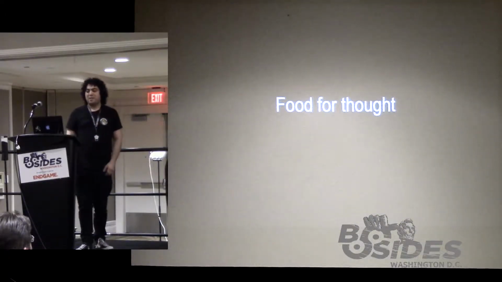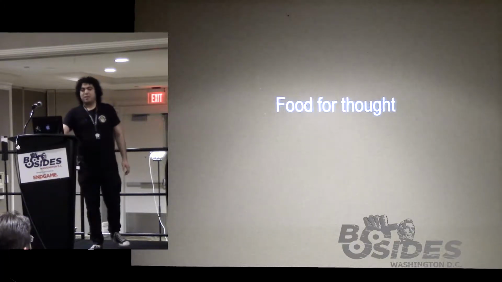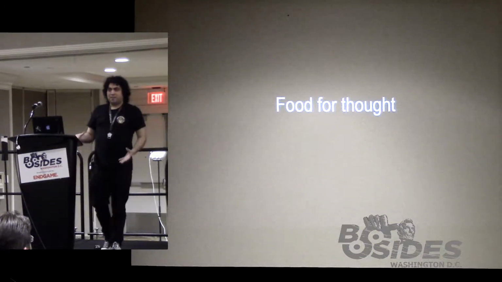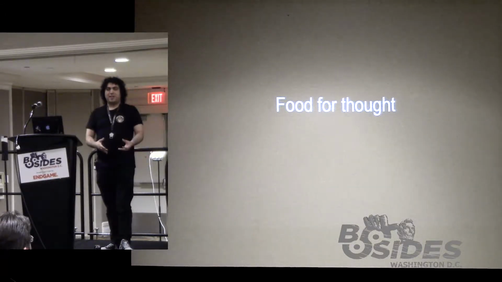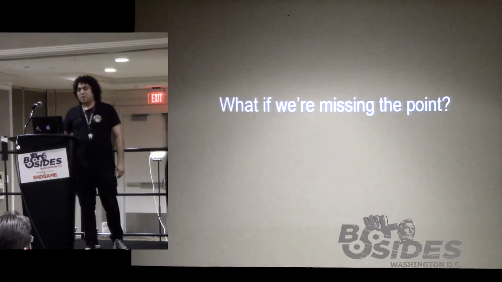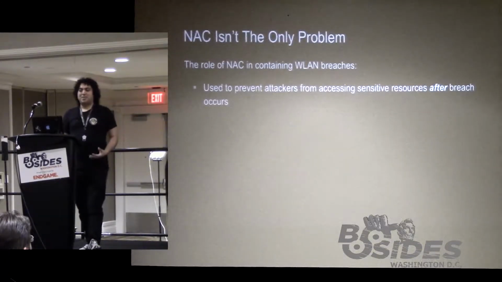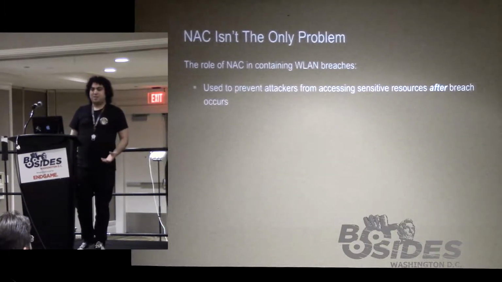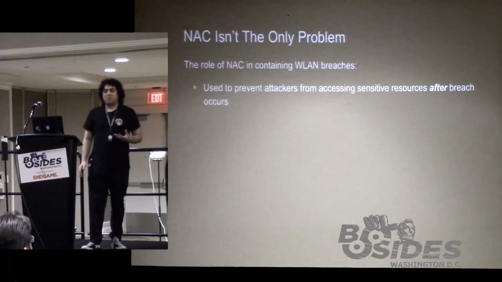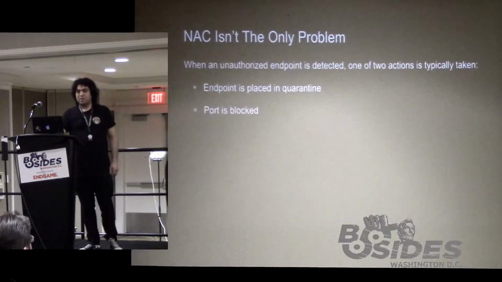So food for thought. So far, I think a lot of the conversation has really focused around whether or not a NAT can be used to stop a direct attack from an attacker who's gained access to a wireless network. But what if we're missing the point here? Network access control isn't the only problem when containing wireless breaches. If you think about the role of NAC in a wireless network, it's being used to prevent attackers from accessing sensitive resources after a breach occurs.